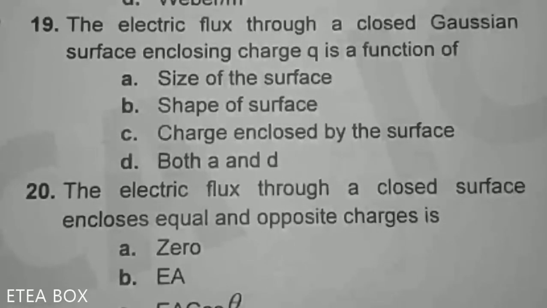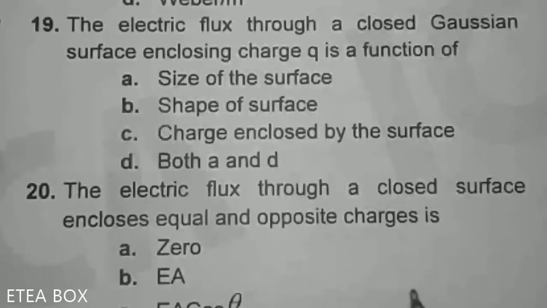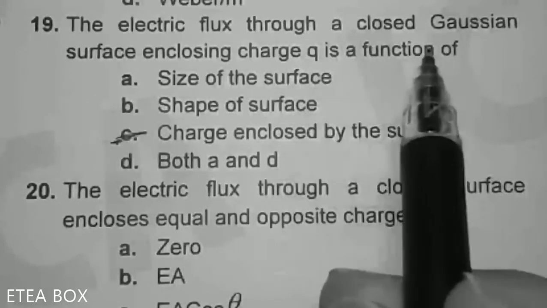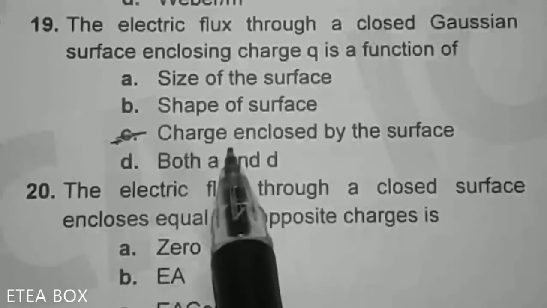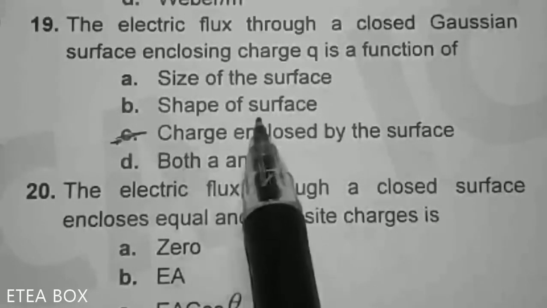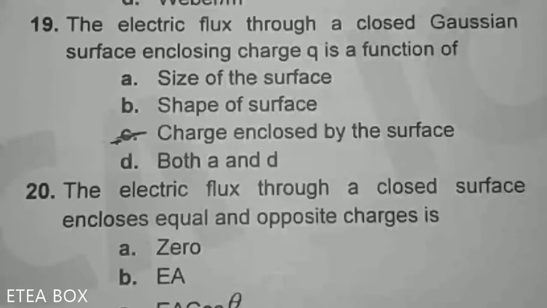Electric flux through a closed Gaussian surface enclosing charge Q is a function of charge enclosed by the surface. Look, the electric flux through a closed Gaussian surface always depends upon the charge only. It does not depend upon the size or the shape of the surface. It only depends on the charge enclosed by the surface.